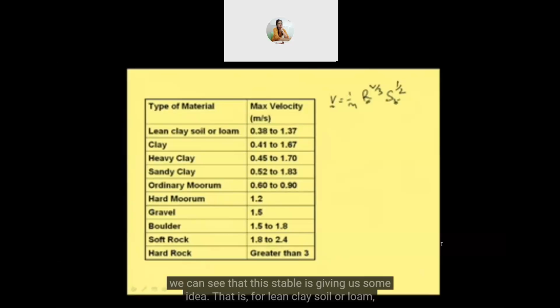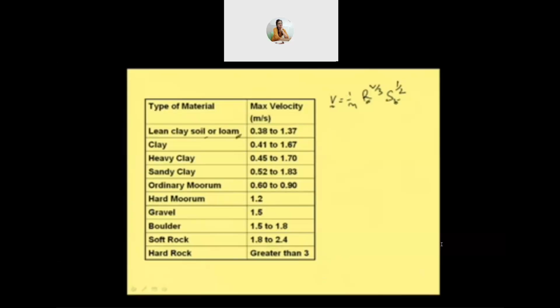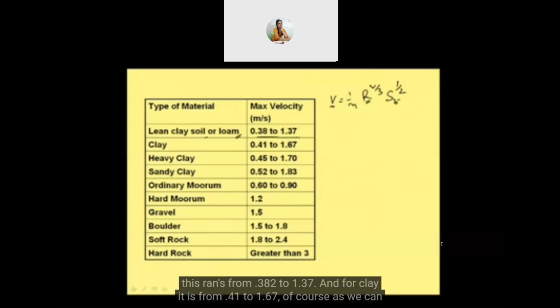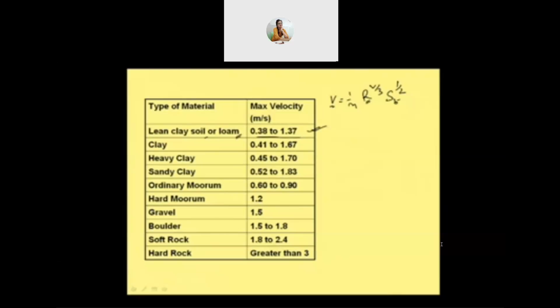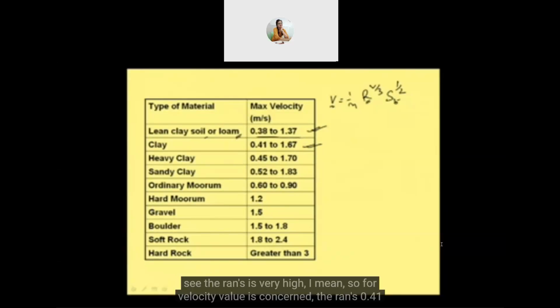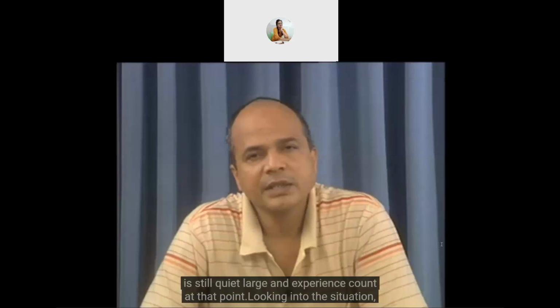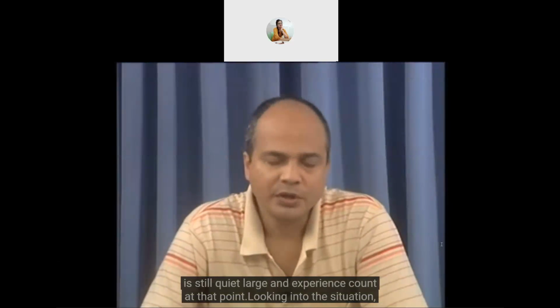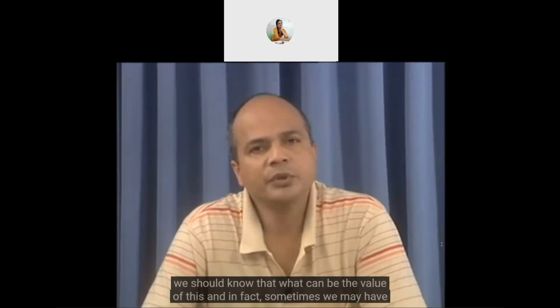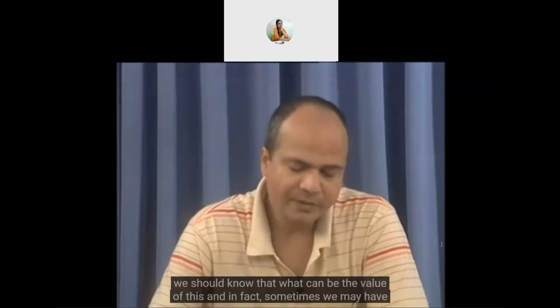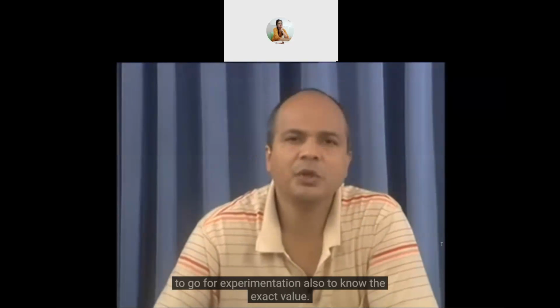For lean clay soil or loam, this ranges from 0.38 to 1.37. And for clay, it is from 0.41 to 1.67. Of course, as you can see, the range is very high. The range 0.41 to 1.67, in meters per second, is not a very small range. So this range is still quite large. Experience counts at that point, and looking into the situation, we should know what the value can be. In fact, sometimes we may have to go for experimentation also to know the exact value.